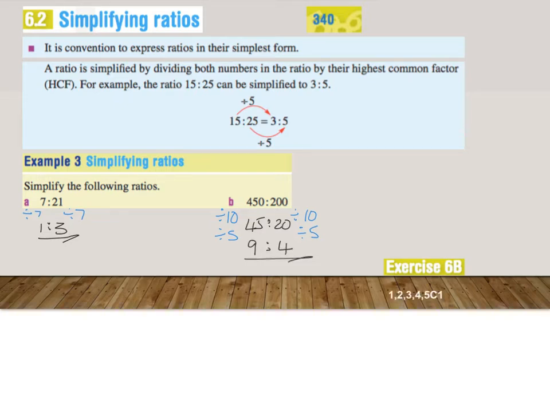I would like you to now pause this video and do questions 1, 2, 3, 4, 5 and column 1 of exercise 6B. Once you've done it, please mark it and carry on watching this video.